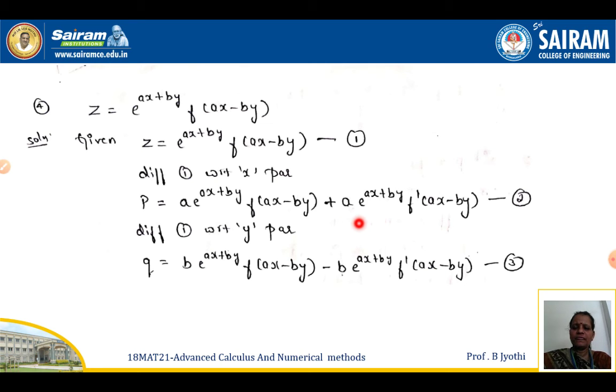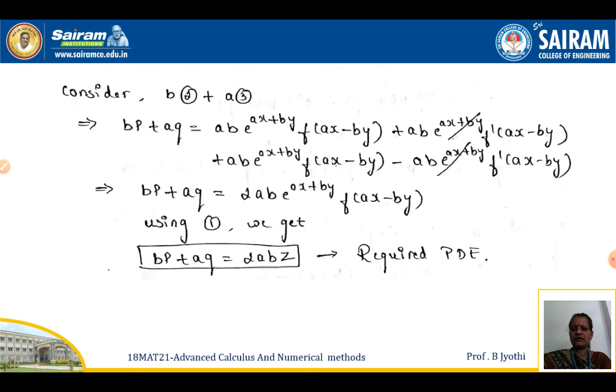We have p as this equation and q as this equation. What needs to be done is we need to first eliminate f dash by multiplying b to the second equation and a to the third equation, and add these two so that these two get cancelled. Afterwards, these can be simplified by substituting e to the power of ax plus by into f of ax minus by, which is given by z. Let's see how it has been eliminated.